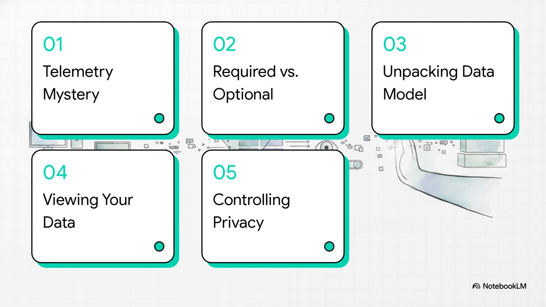So, here is our roadmap for unpacking all of this today. 1. The Windows Telemetry mystery. 2. Required versus optional data. 3. Unpacking the data model. 4. Viewing your diagnostic data. And 5. Controlling your privacy settings.